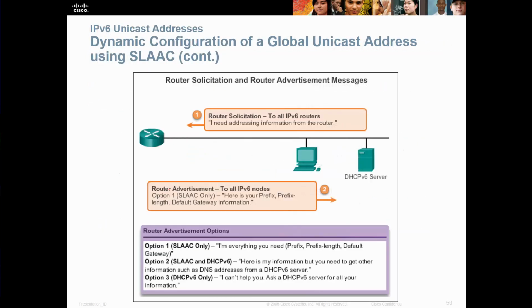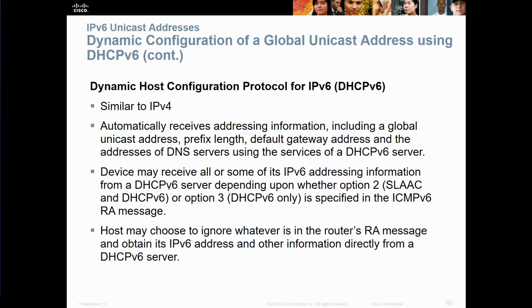So here is a basic overview. If we are looking at a router solicitation, basically a PC comes on and says, hey, who's there? The router should then send a router advertisement, and it will either go to the DHCP server or the router will assign it the appropriate address depending on what router advertisement options we've set up. SLAAC with DHCP, or just DHCP by itself. Again, DHCP version 6, also known as DHCP for IPv6, similar to IP version 4, automatically receives address information, and again, very similar to IPv4's DHCP.